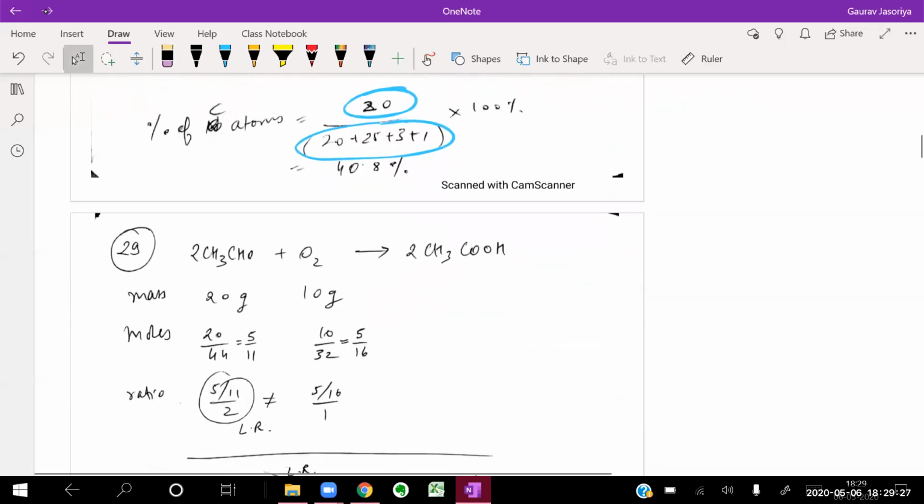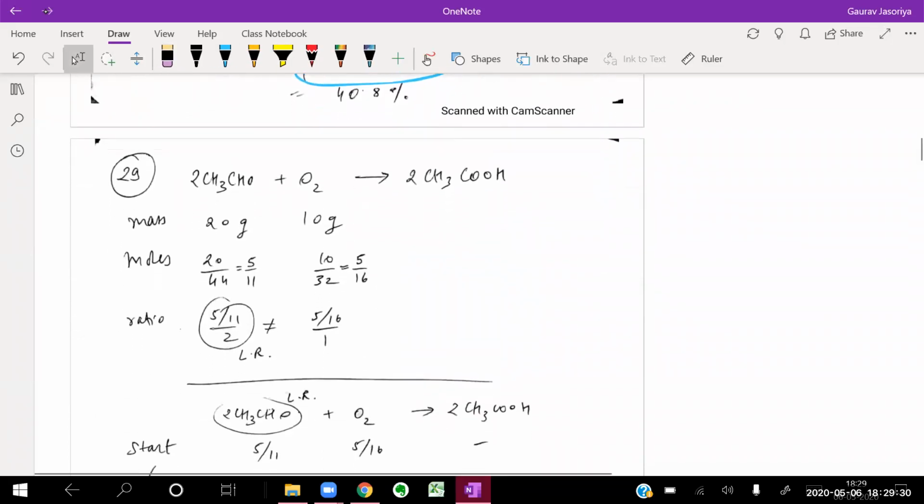All right, then 29th question. Yeah, it's a simple straightforward question. The temperature pressure conditions are not useful for mole concept calculation. They are just additional information, kind of elaborating a question.